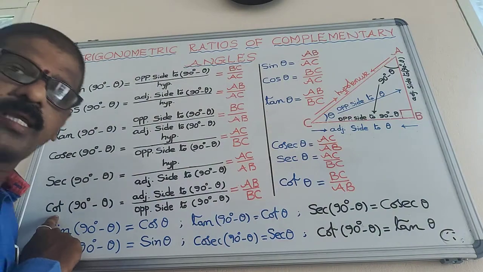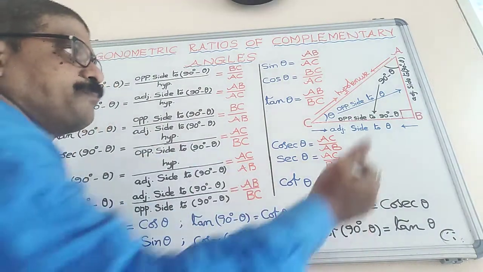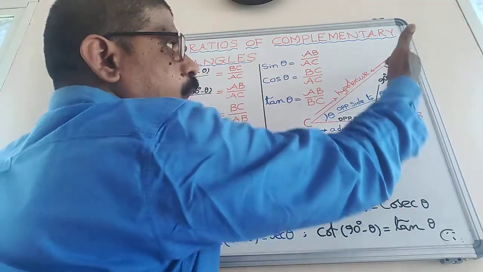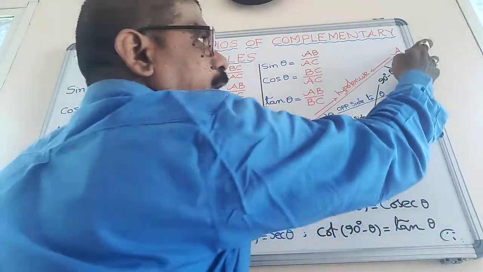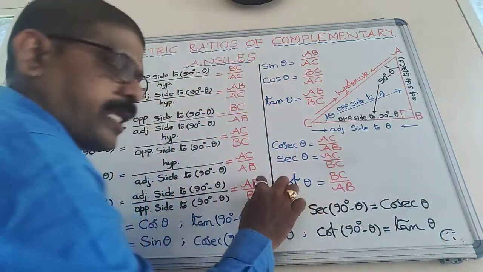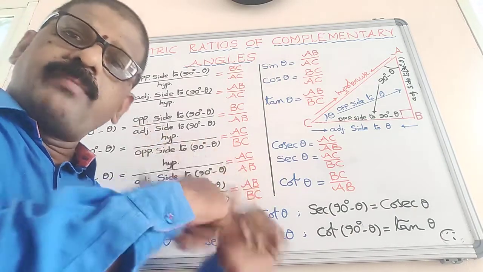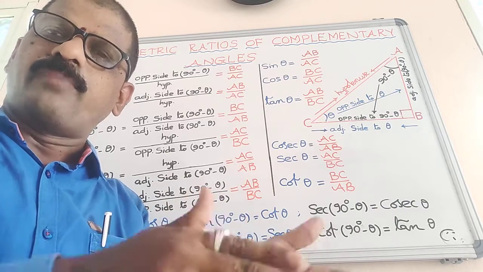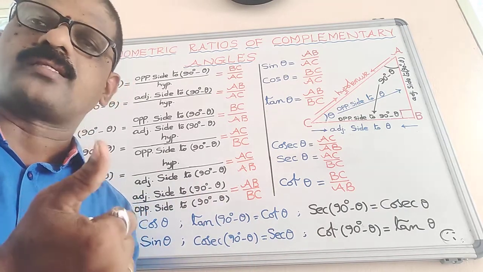The next one is cot 90 minus theta. Definition is adjacent side to 90 minus theta by opposite side to 90 minus theta, that is AB by BC. Clear? Now we have to observe that 90 minus theta and theta, their sum is 90 minus theta plus theta, it will be 90 degrees. Clear? That is called complementary angles.